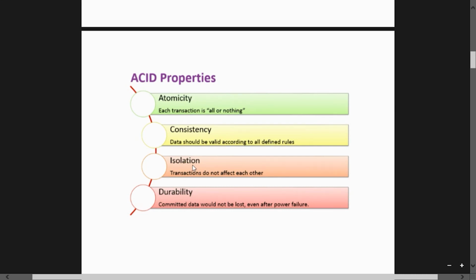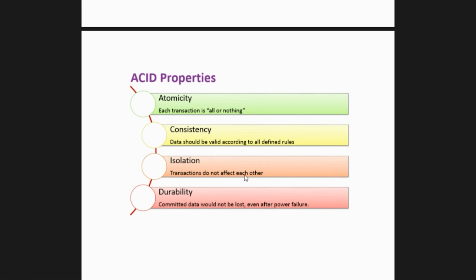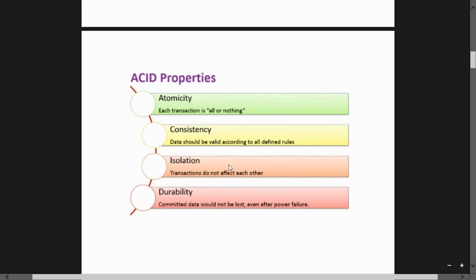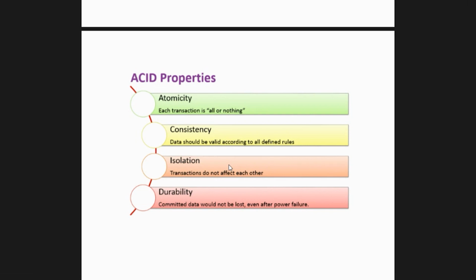Next is isolation. Isolation means that transactions do not affect each other. Each and every transaction is independent. Suppose I retrieve or add some data through a transaction A, and in another table I add some other data through a transaction B. Both of these transactions should be independent. They should not affect each other or the table on which the transactions are being performed. So this is the isolation property, which means the transactions do not affect each other. They are being performed in isolation.